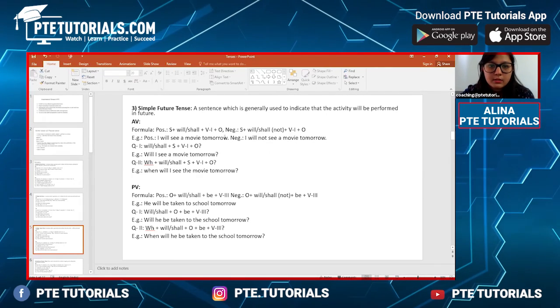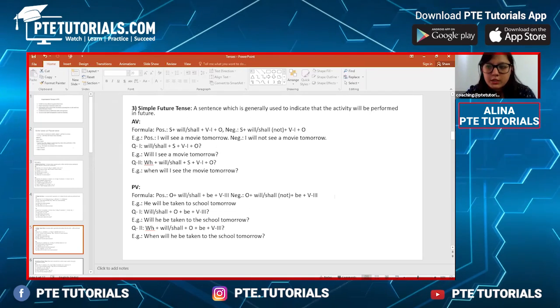In the first tense, that is present tense, we used verb 1. In the second we used verb 2. In the third again we are using verb 1, but before that we are putting will/shall. In passive voice, from these past 3 tenses we are using verb 3 only, but be is being used for the passive indication. So question 1 would be, will he be taken to the school tomorrow? And question 2 will be, when will he be taken to the school tomorrow? Now simple is done: simple present tense, simple past tense, and simple future tense. This was the thing for simple tenses.